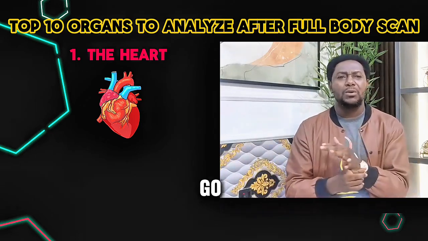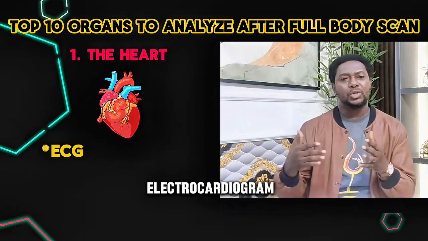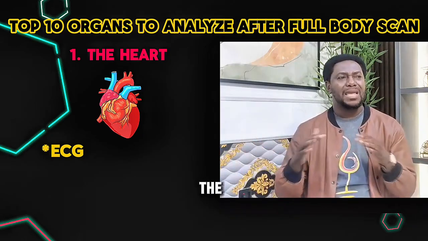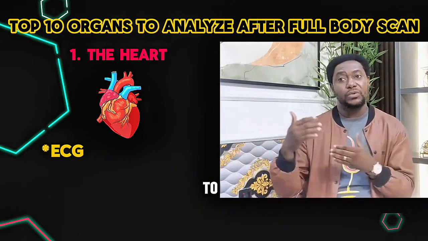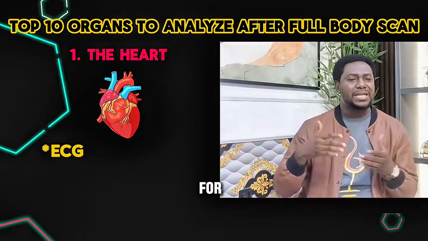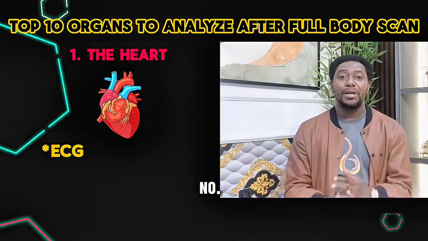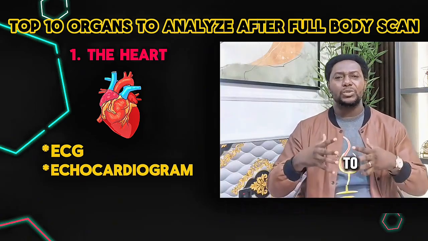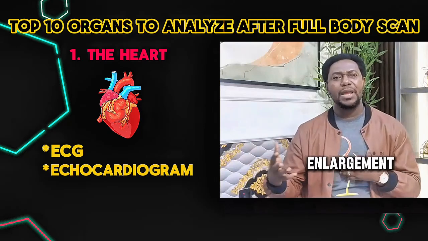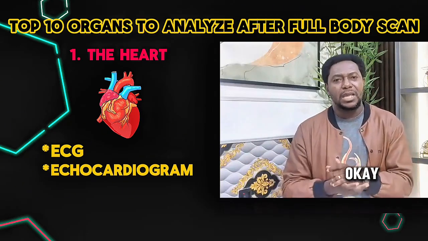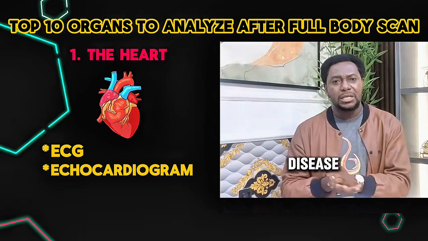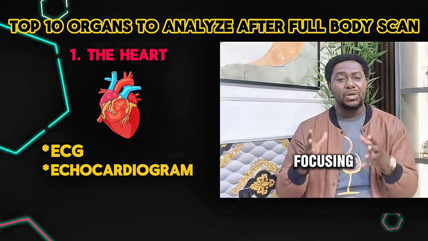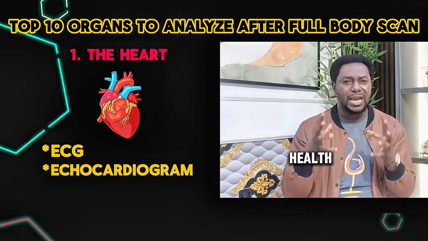Number 1, you can go for what we call an ECG, electrocardiogram test, where it is checking the heartbeat, trying to check for arrhythmia, tachycardia, and so on. Number 2, you can go for an echocardiogram. That's a sound test trying to check for heart enlargement and the status of the heart, and other things related to heart disease. So ECG and echocardiogram focus on coronary artery disease and the health status of the heart.